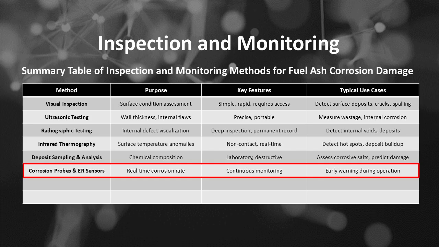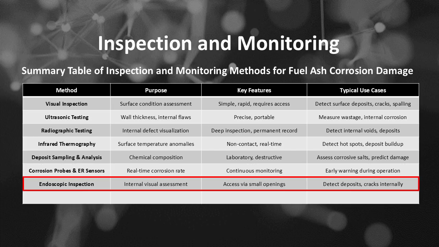If the method in use is corrosion probes and ER sensors, its purpose is real-time corrosion rate. The key feature of this method is continuous monitoring. Its typical use case is early warning during operation. If the method in use is endoscopic inspection, its purpose is internal visual assessment. The key feature of this method is access via small openings. Its typical use cases are to detect deposits and cracks internally.